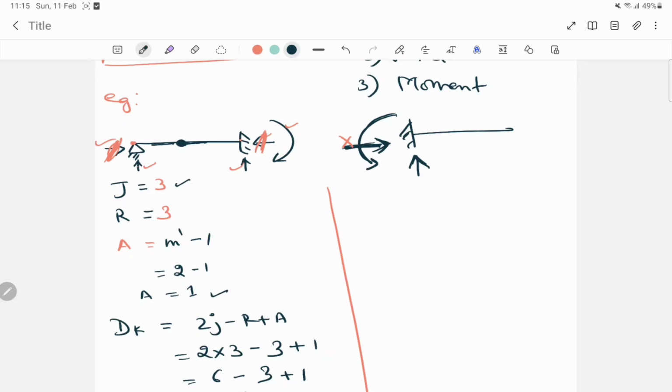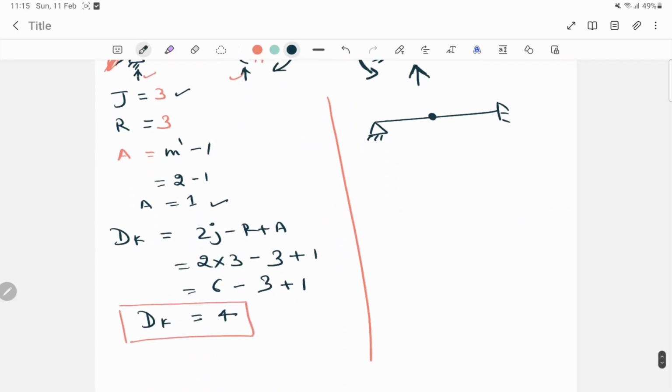So again I'll repeat the same. So this was the question. One end was fixed and the other is hinge, and one internal hinge is present. Now here we have to separate this. If we separate this, what we'll get here is a hinge and the other is fixed and one internal hinge is there.